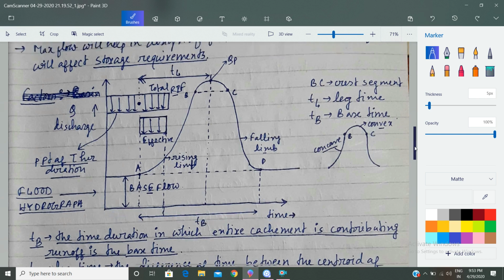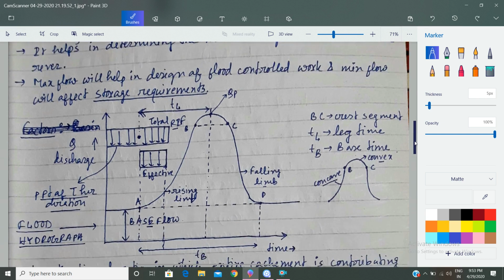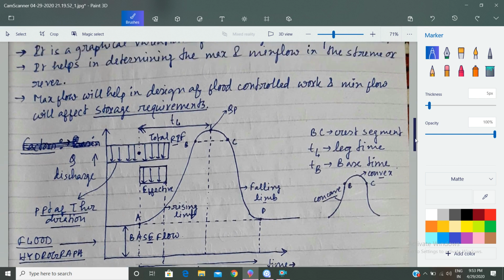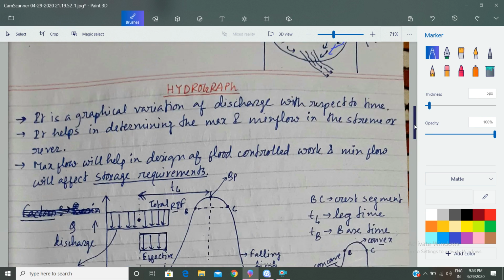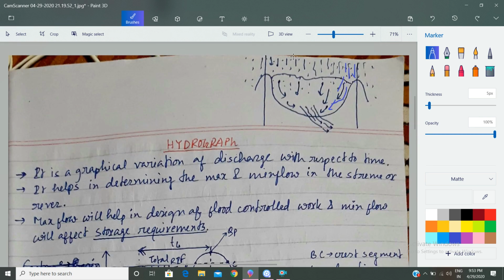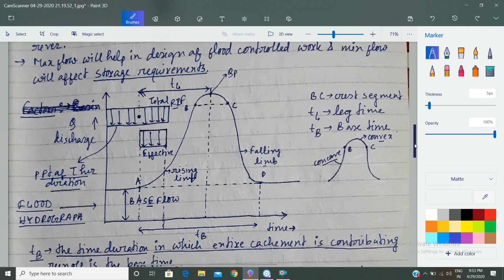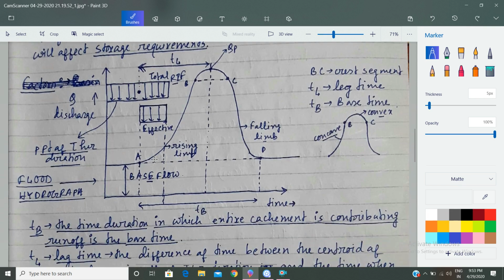So firstly you have to know what is hydrograph. Hydrograph is a graph between discharge and time. Time of what? The time during which the discharge of the catchment is contributing to the discharge of the stream. This is known as time base. So the first part of the hydrograph study is to know what is hydrograph: it is a discharge versus time graph.